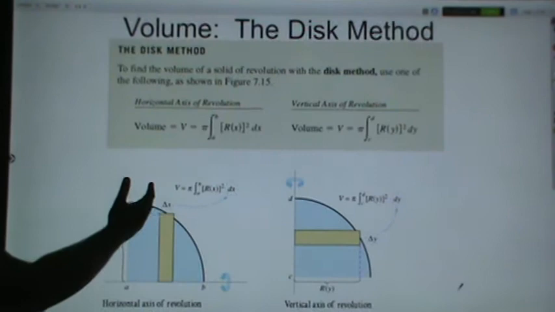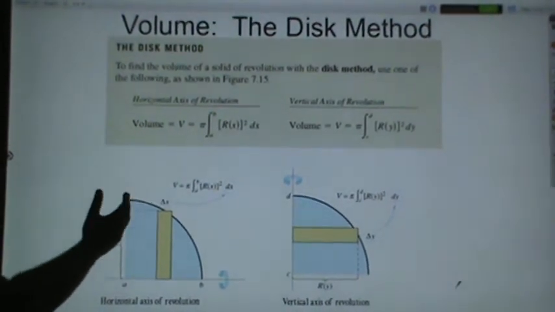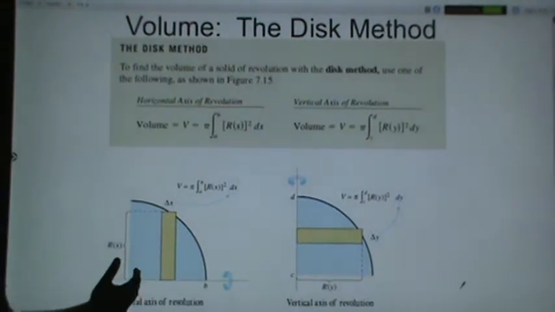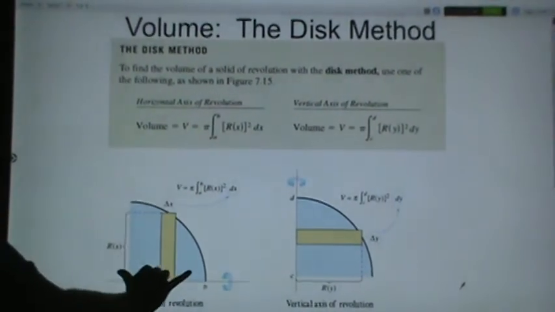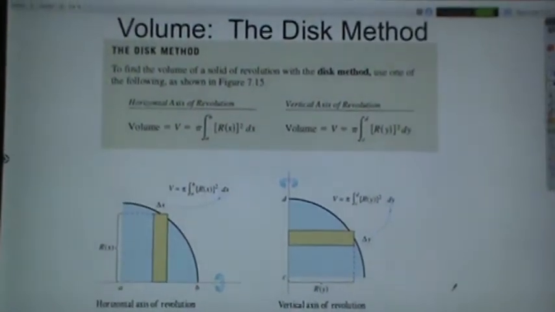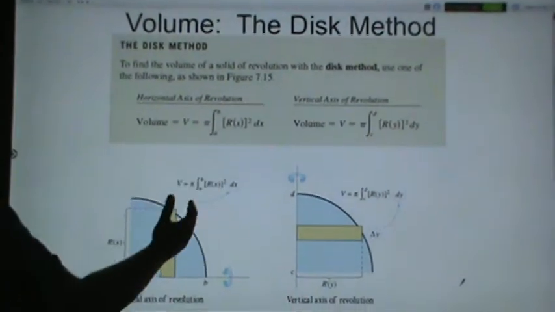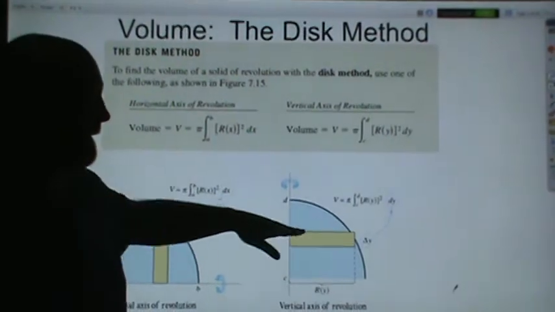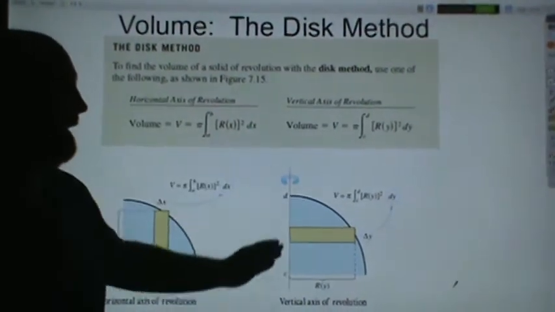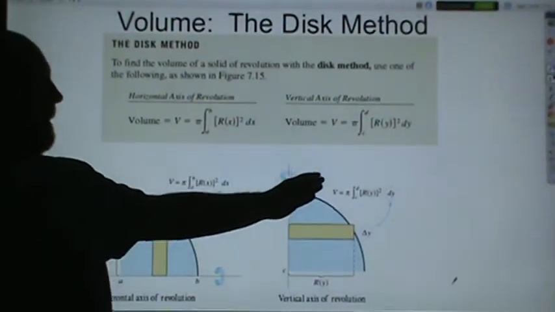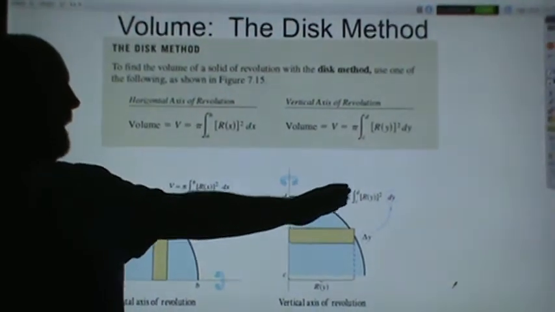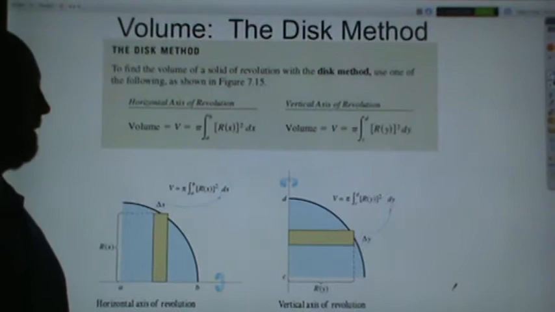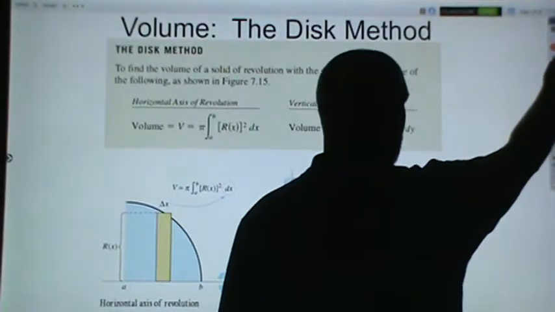So volume is equal to pi times the integral over the limits of integration, over the space that we have our area, of the radius squared with respect to x. Or if we're dealing with a horizontal slice and we're spinning around a vertical axis, we'd say pi times the integral from c to d of the radius squared dy. So we're going to try a couple of these problems, and hopefully you're able to follow along.